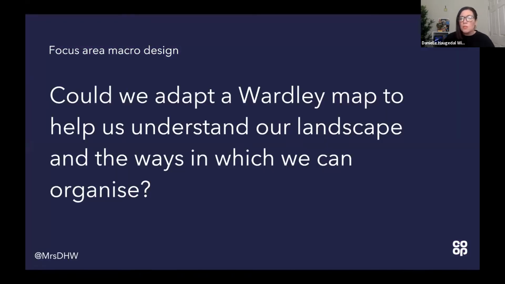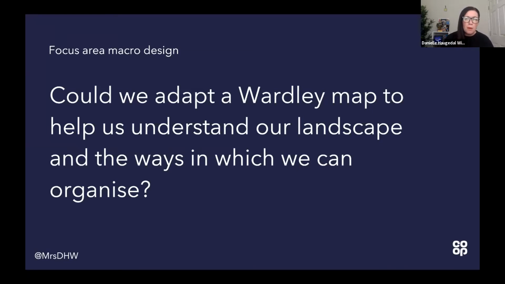So the question was, could we adapt a Wardley map to help us understand that landscape and the ways in which we can organise? Because if you go straight to structures and straight to roles, then you miss the bit about aptitude and attitude. So the pioneers, the settlers, the town planners, and the different roles that are needed for those things.